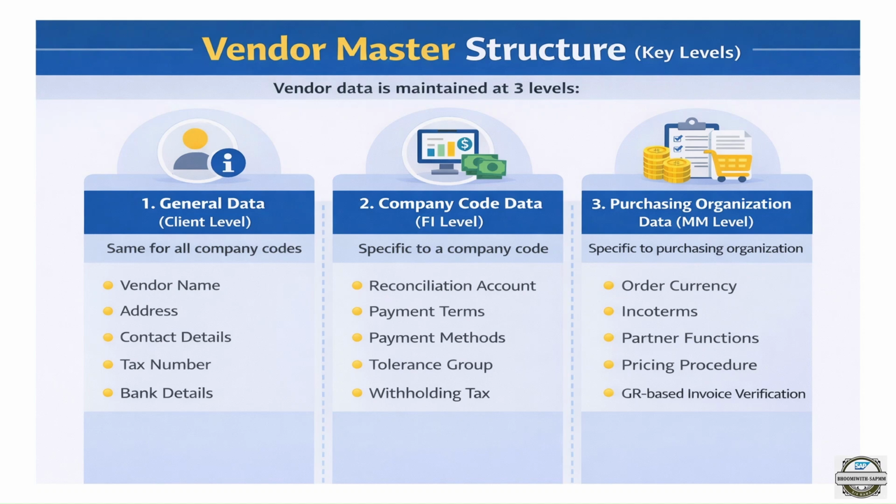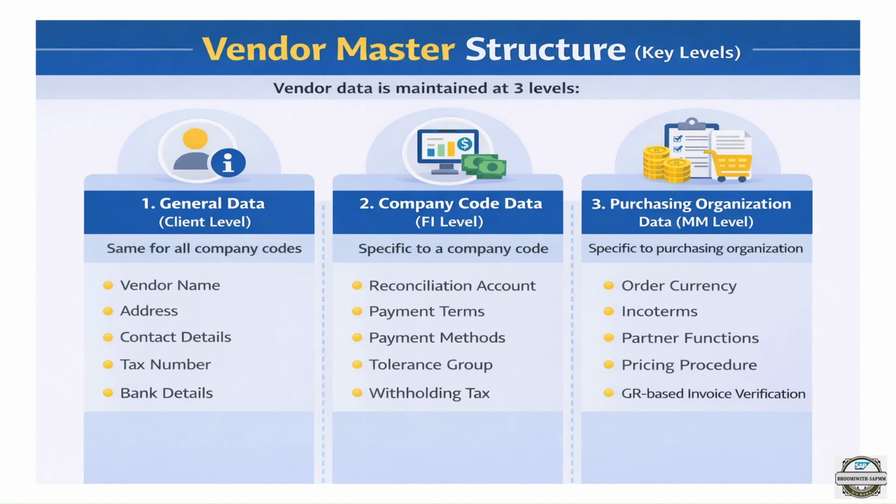Now, next, vendor master structure. Vendor master data in SAP is maintained at three levels. First, general data, which is client level and same for all company codes. It includes vendor name, address, contact details, tax number, and bank details.